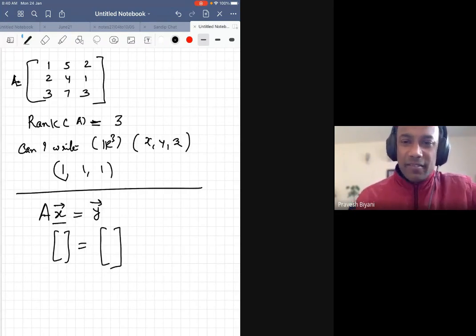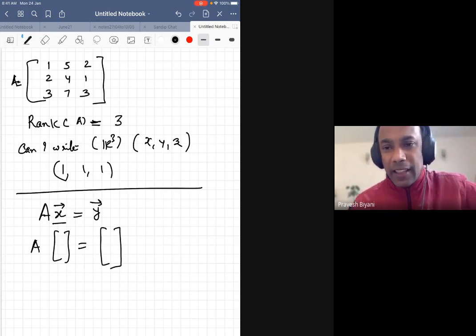Zubair, what is the dimension of the column space of A? Sir, 3. Because the dimension of the column space of A is 3, which means... What? Which means what?